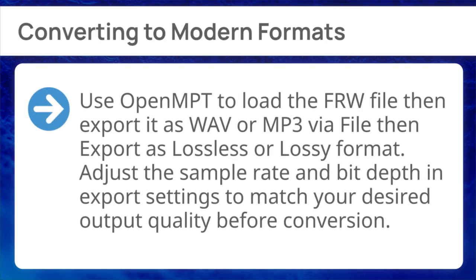Next, converting to modern formats. Use OpenMPT to load the FRW file, then export it as WAV or MP3 via File. Then export as lossless or lossy format. Adjust the sample rate, bit depth, and export settings to match your desired output quality before conversion.